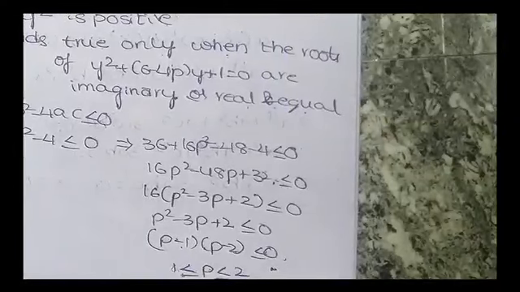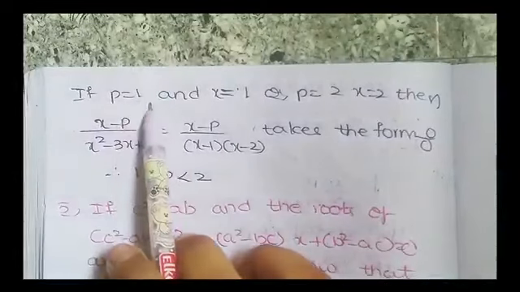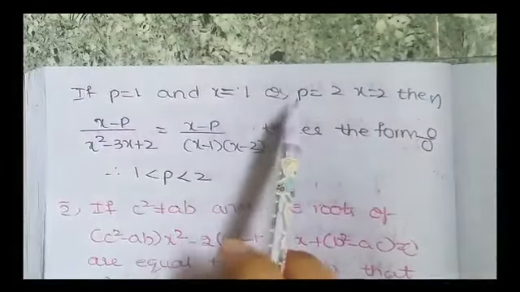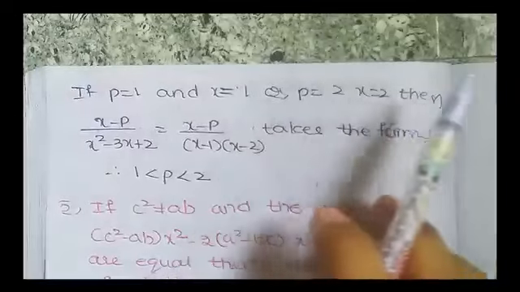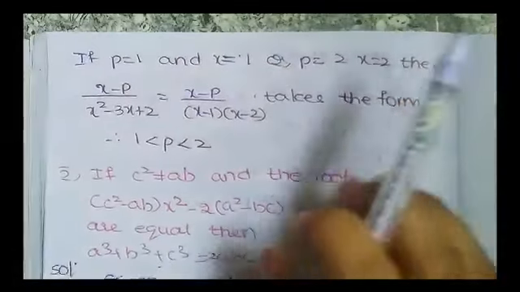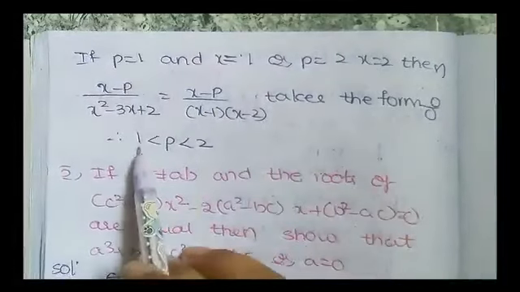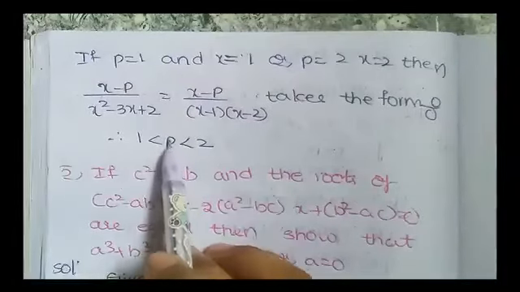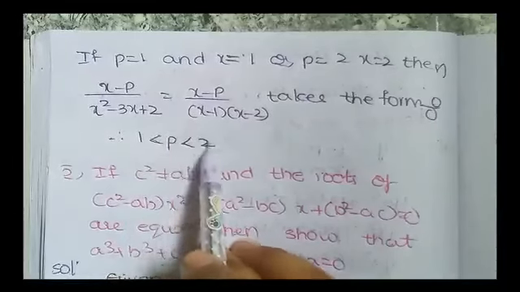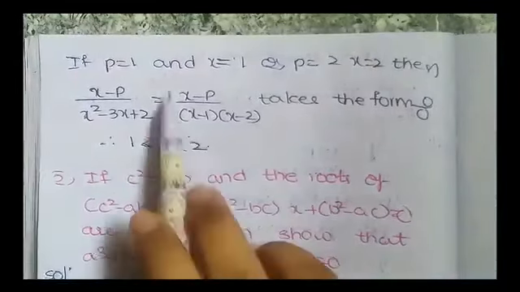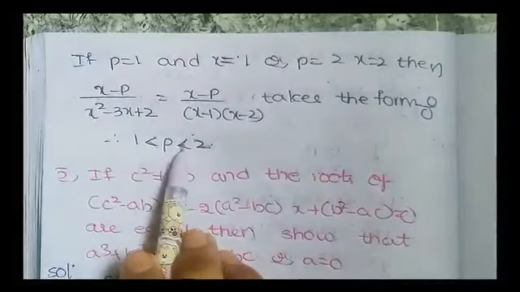So let's substitute them in the given equation. So when we substitute p is equal to 1 and x equal to 1, or p is equal to 2 and x equal to 2, because we found two roots, one is 1 and another one is 2. So when we substitute, the denominator and numerator will become 0. So p is greater than 1 and less than 2, and it is not equal to 1 and 2.